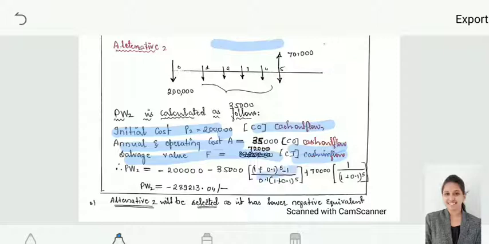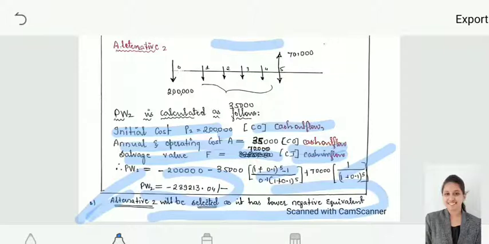The factors will remain the same, and I am getting the value as minus 2,89,213 rupees. Thus we are concluding here that alternative 2 will be selected as it has the lower negative value. Okay, so did you understand? This is how we are comparing with respect to the present worth method.